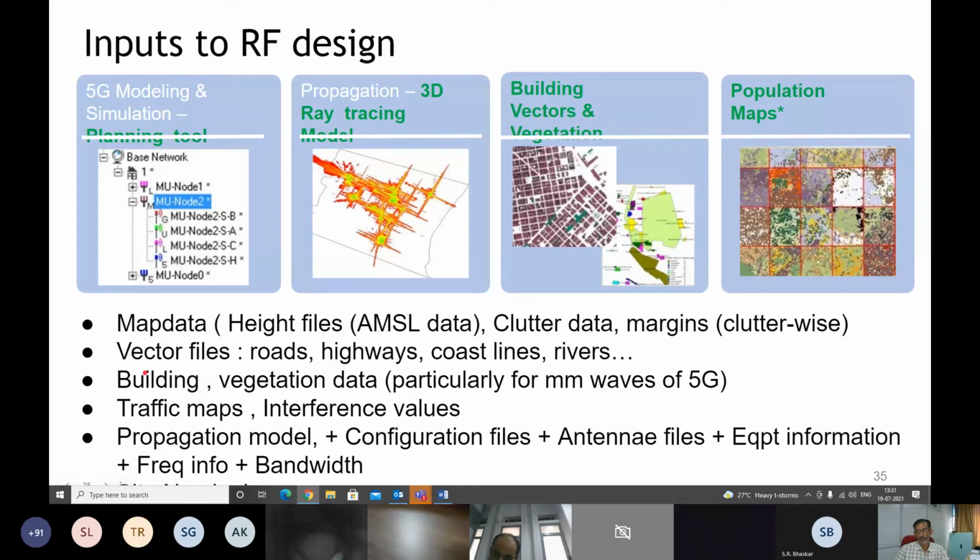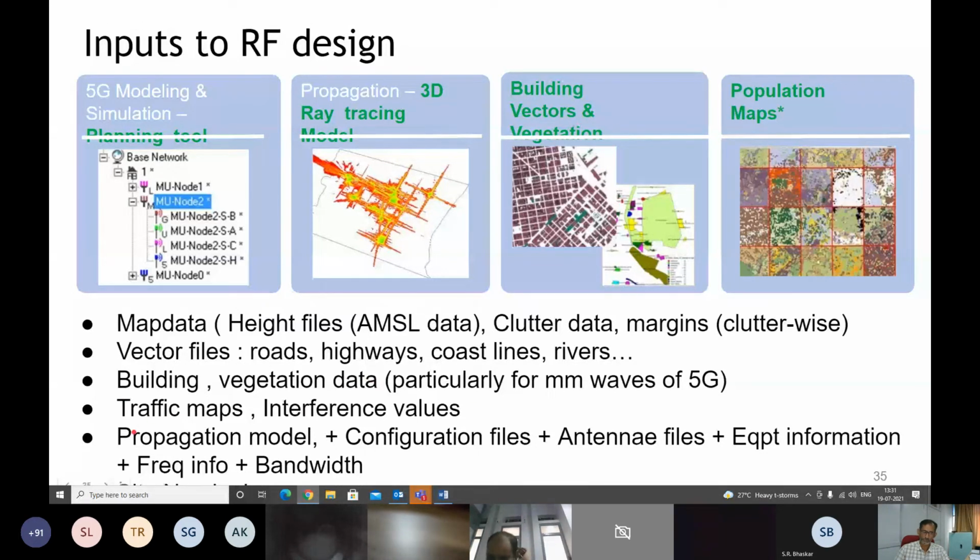Then the latest thing is the building files. Building keeps on evolving, so the latest building files are required, particularly for planning, along with the urban kind of vegetation data. Then traffic maps. This will come from your existing systems. You will get the existing map and your interference values.